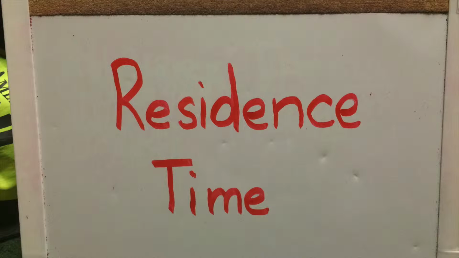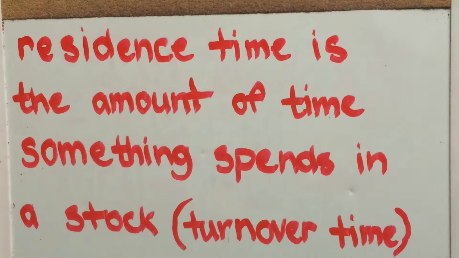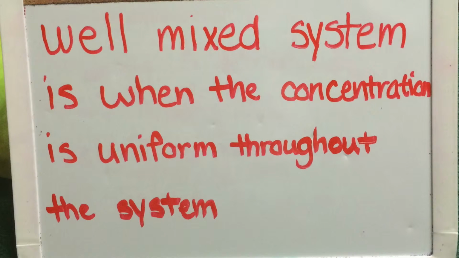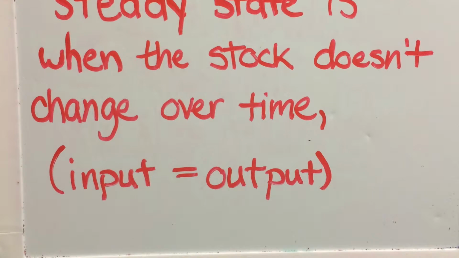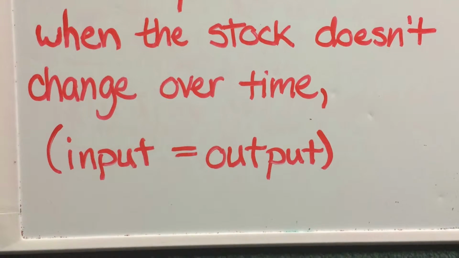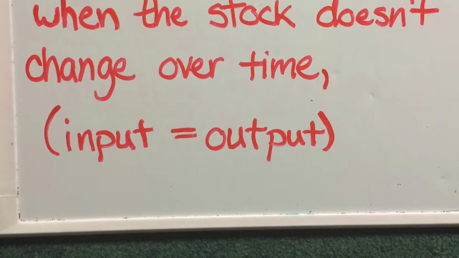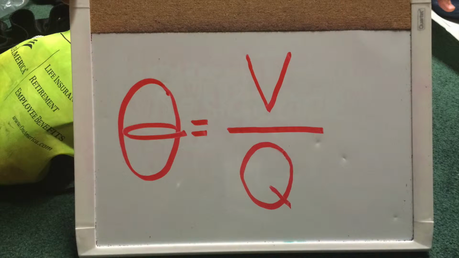Before we do any calculations, there are a few definitions that are important to know for the assumptions of our system. Residence time is the amount of time something spends in a stock, or the turnover time. A well-mixed system is when the concentration is uniform throughout the system. A system is in steady state when the stock doesn't change over time, so that the input is equal to the output.